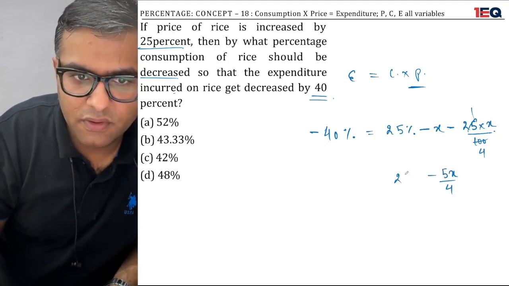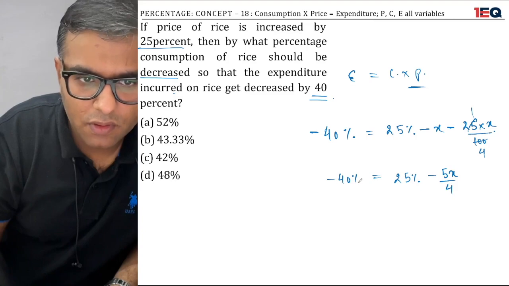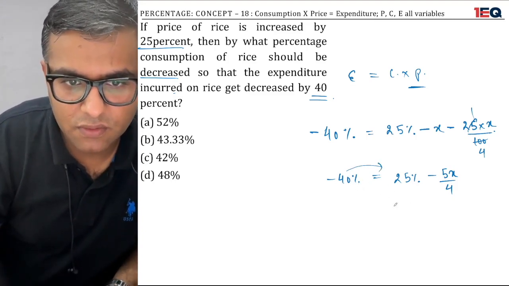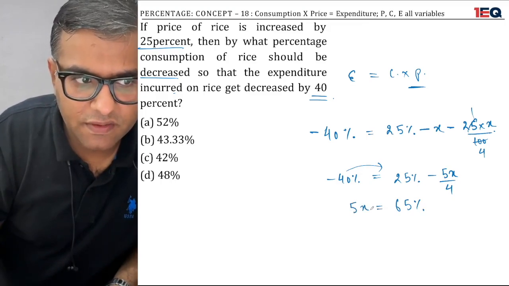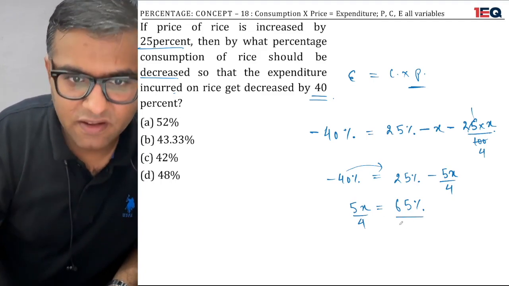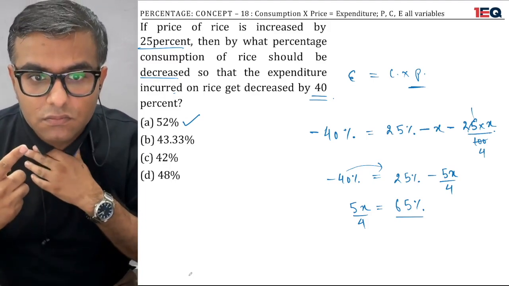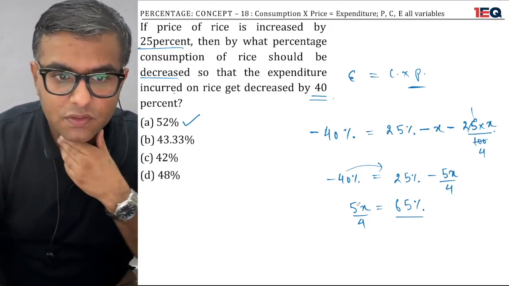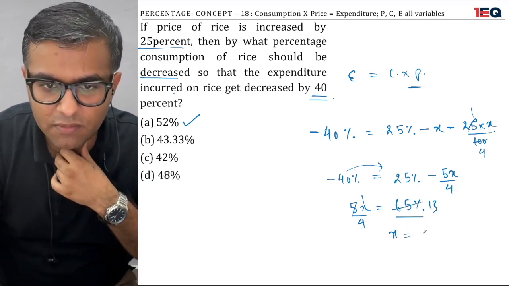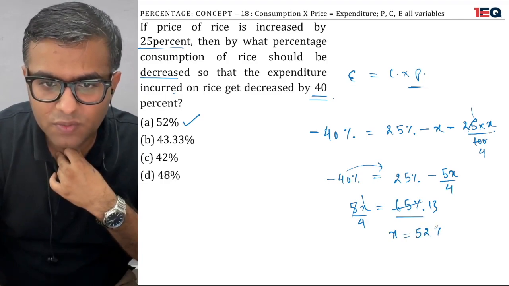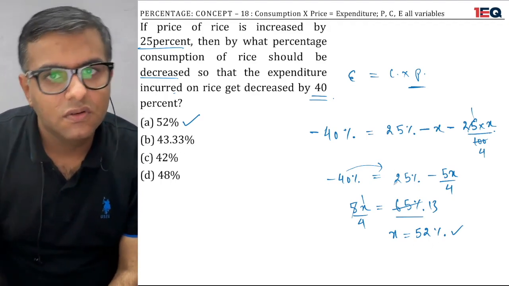Skipping a step for you to understand how important it is to be speedy, a little more speedy in life. So minus 40%. This minus 40% would come here and make it 65%. 65% is equal to 5x upon 4. As soon as I see 65%, the answer might be a multiple of 13. So 5 ones are 5, 13 fives are 65, and this 4 is going to go here and get multiplied. So this is going to make 52% as the answer. So 52% is the answer.